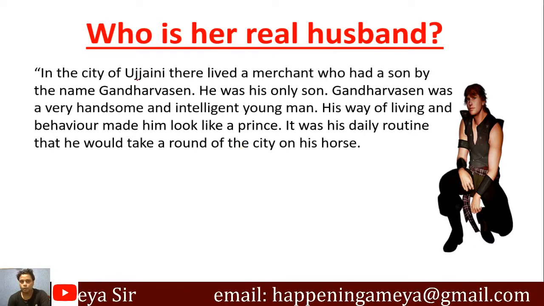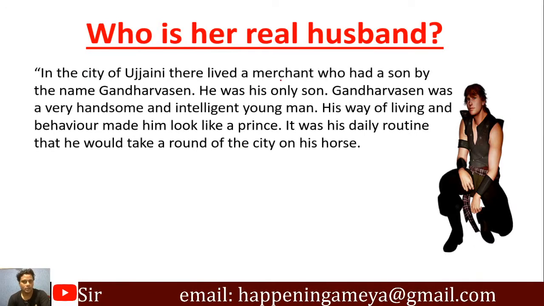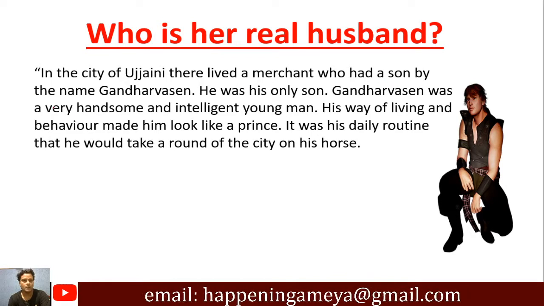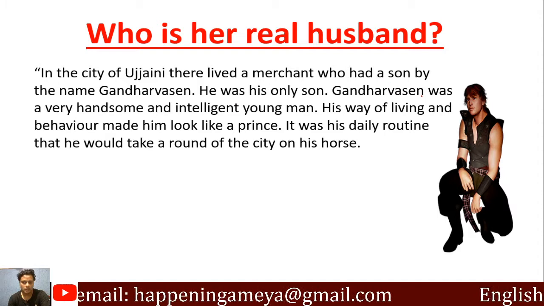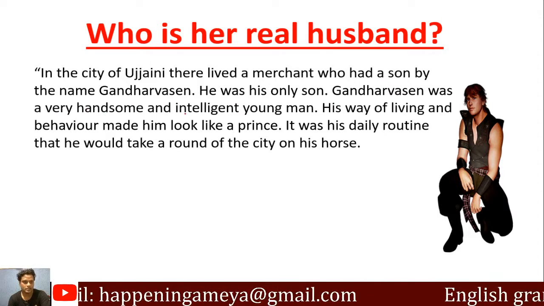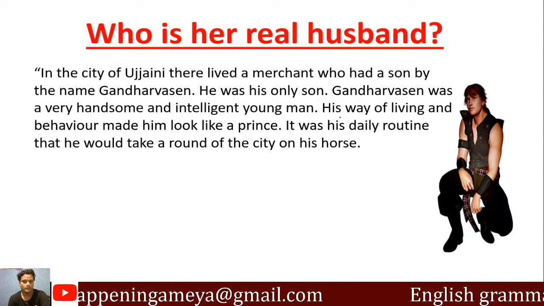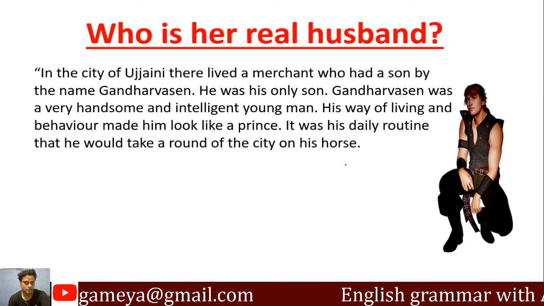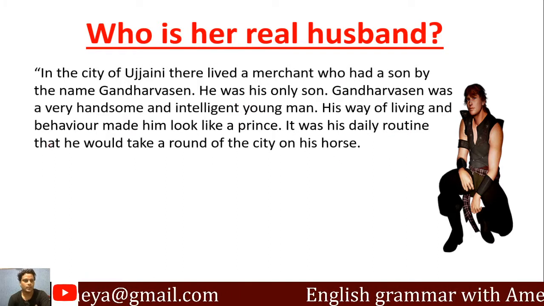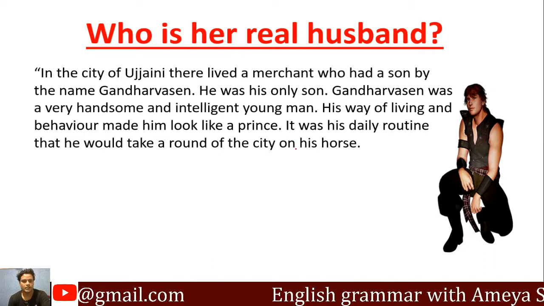In the city of Ujjaini, there lived a merchant who had a son by the name Gandharva Sen. He was his only son. Gandharva Sen was a very handsome and intelligent young man. His way of living and behavior made him look like a prince. It was his daily routine that he would take a round of the city on his horse.